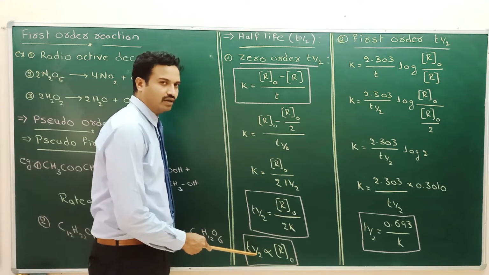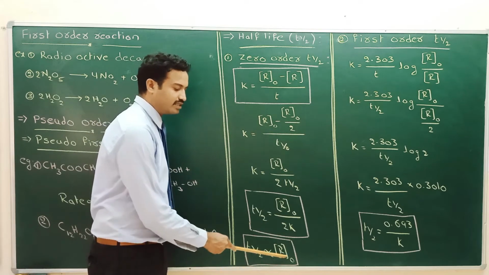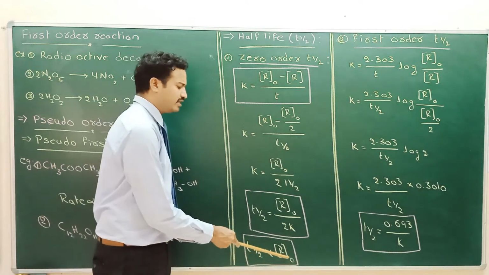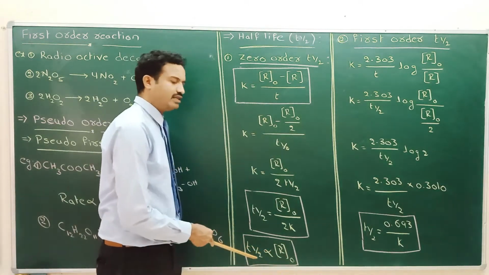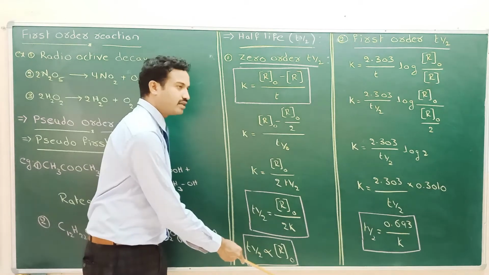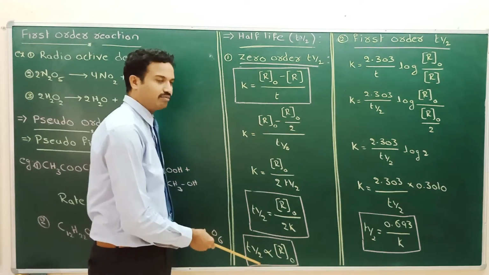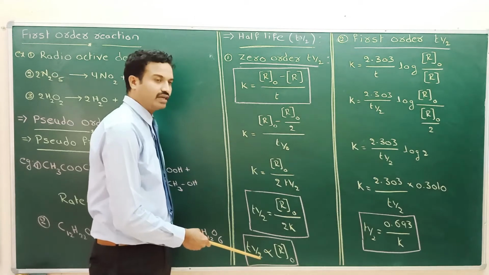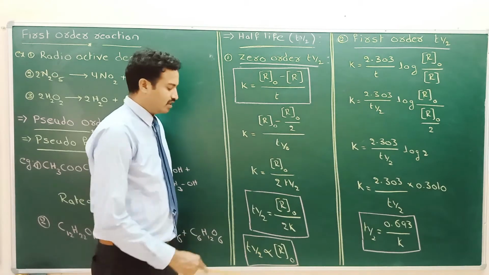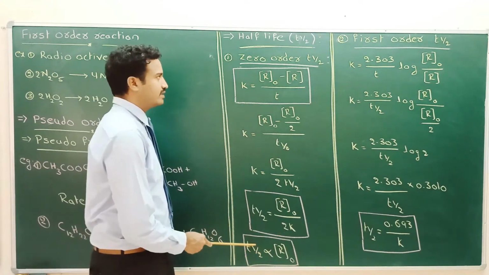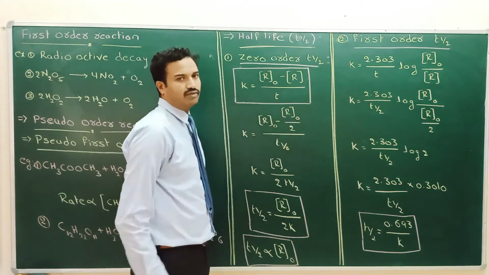So if the t half value gradually decreases, it means the initial concentration also decreases. That means as the initial concentration gradually decreases, t half also decreases. This is about the relationship between t half and initial concentration: directly proportional. Next, first order half life.